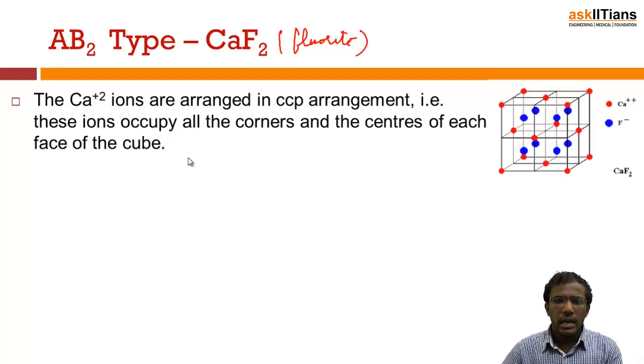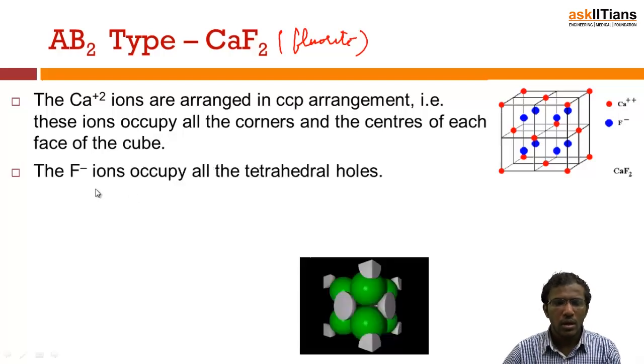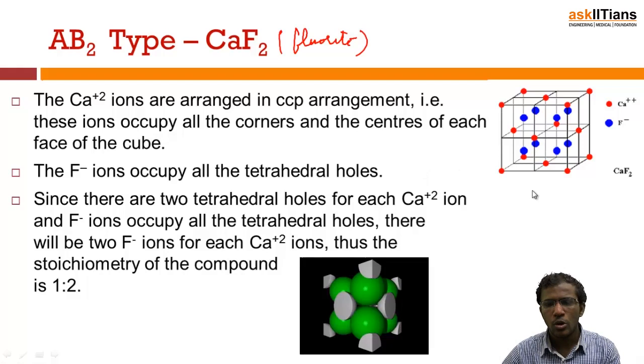Here the calcium ions are arranged in a CCP arrangement. That is, they are present at the corners as well as at the face centers of each face, and the fluoride ions occupy all the tetrahedral holes, or all the tetrahedral voids. Here the blue ones are tetrahedral voids and the red ones are calcium ions. So calcium ions are present at the corners as well as at the face centers, and the fluoride ions are present in the tetrahedral holes or tetrahedral voids.